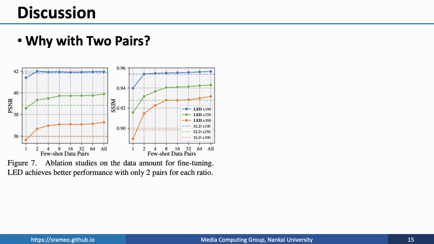The most important thing is why we choose 2 pairs for each ratio to fine-tune the whole model. According to the ablation studies, we found that 2 pairs of data are enough to get a huge performance improvement, but further adding data doesn't significantly improve performance. Around this point, we propose a discussion.